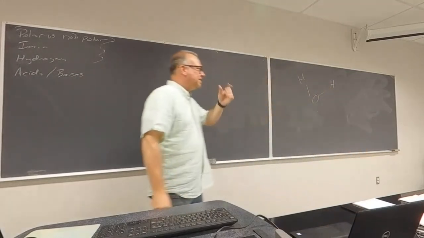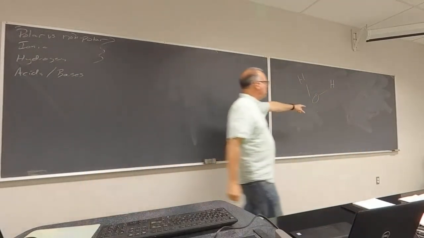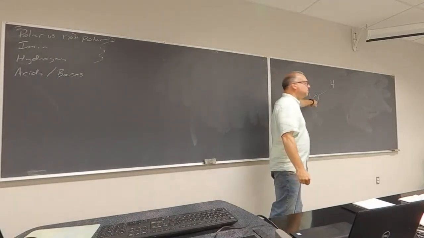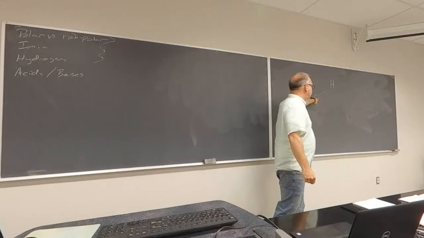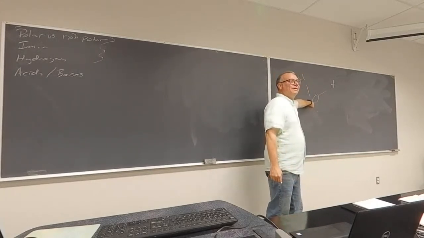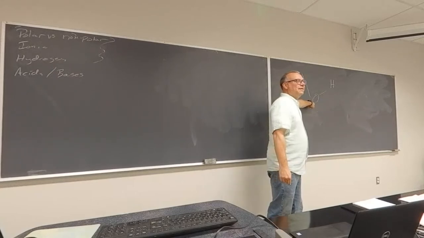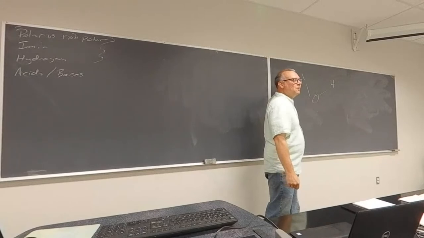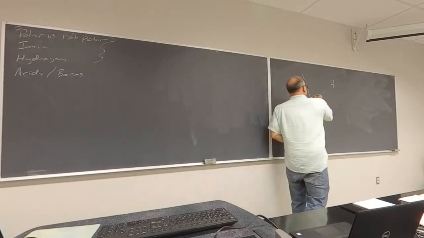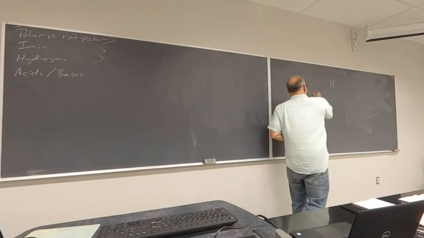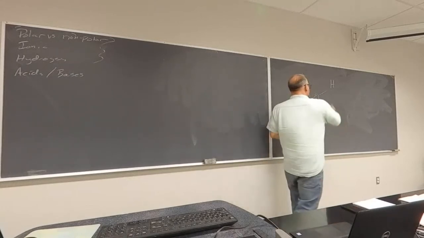Okay, cool. So what is this? Water. What kind of bond is this? Polar covalent, awesome. Which is most electronegative? Oxygen. Least electronegative? Hydrogen. Electronegativity value? 3.5. Hydrogen? 2.1. Where are the electrons in this bond? Oxygen. They're mostly down here.